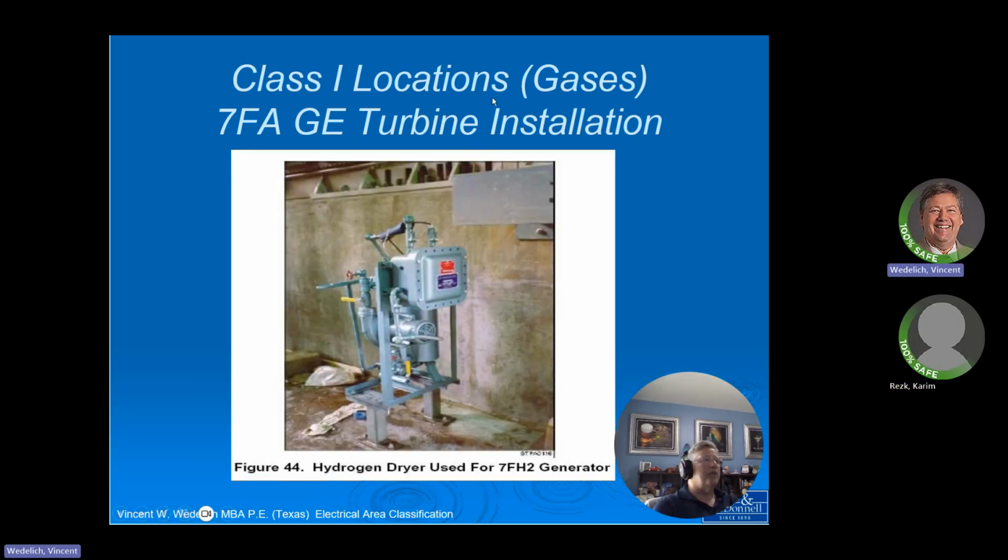So you got class one locations, gases. Here we have a hydrogen dryer used for the SFH2 generator. They dry the hydrogen, and this pump is full of hydrogen.